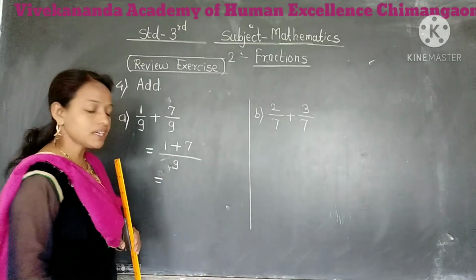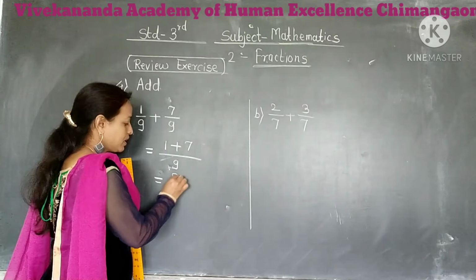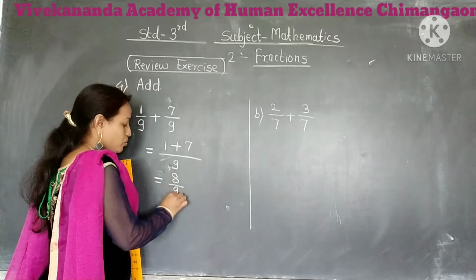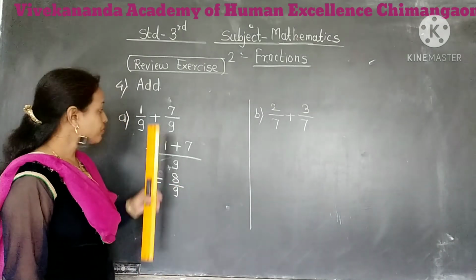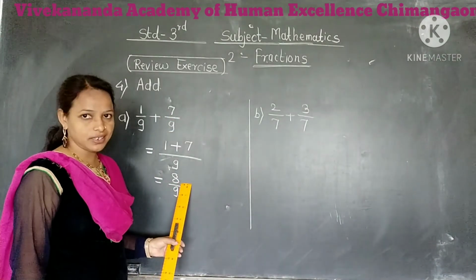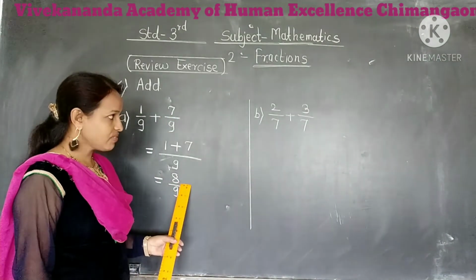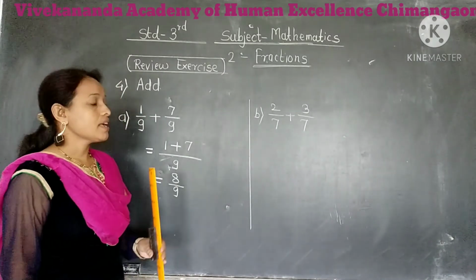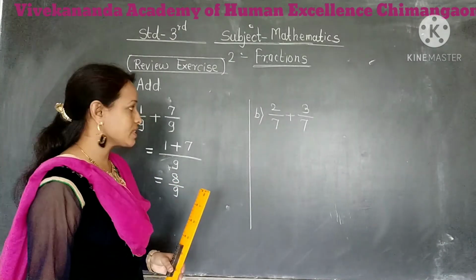1 plus 7, 8. And common denominator 9. So we get here sum 1 upon 9 plus 7 upon 9 is equal to 8 upon 9. In the same way, we will find the sum of the next example.